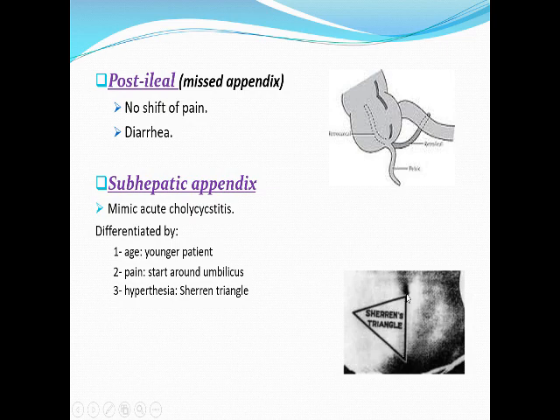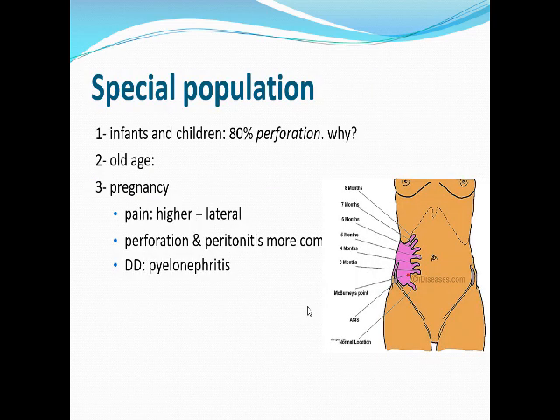This triangle is between the umbilicus, symphysis pubis, and the anterior superior iliac spine. In this triangle, the patient experiences hyperesthesia. In acute cholecystitis, the hyperesthesia is over the lower part of the scapula.